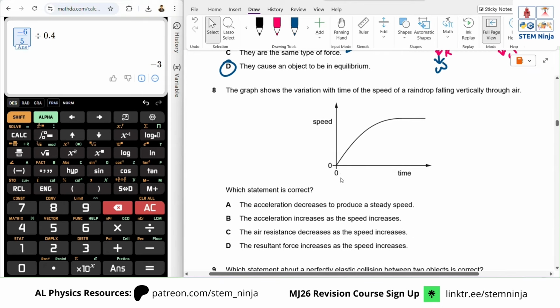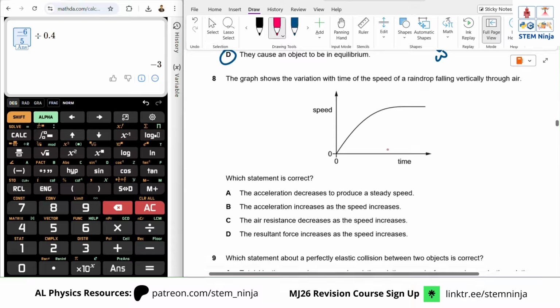The graph shows the variation with time of the speed of the raindrop falling in the air. Which statement is correct? Right, so if the speed is increasing, you can see the acceleration decreasing to 0. So acceleration is decreasing to produce a steady speed. That is correct.